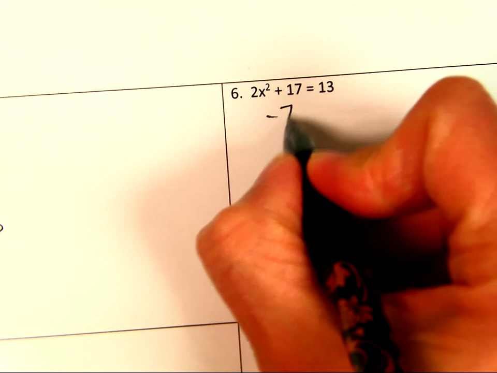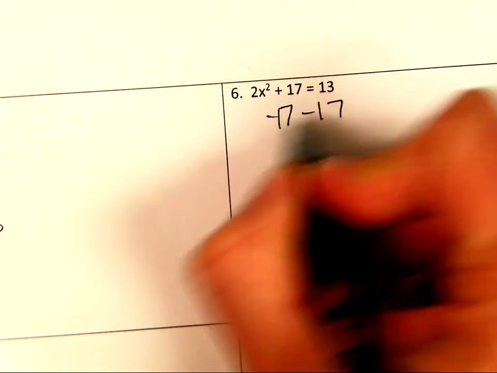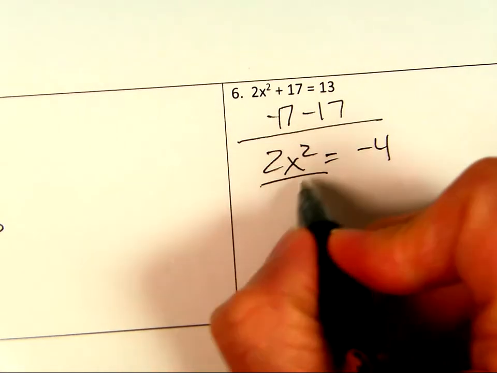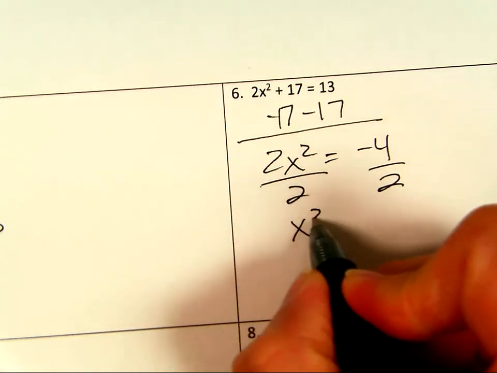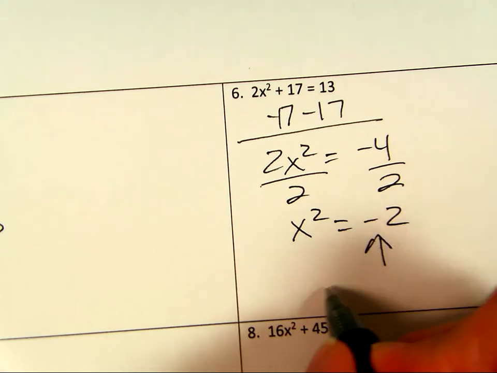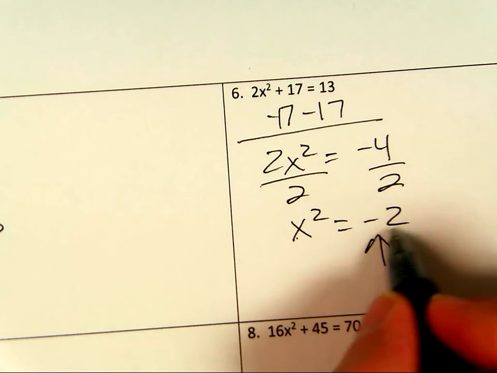Okay, we're going to subtract 17 from both sides. I get 2x squared equals negative 4. To get x squared alone, I divide by 2, so x squared equals negative 2. But it's negative, right? So if it's negative and x squared is alone, there's no solution.